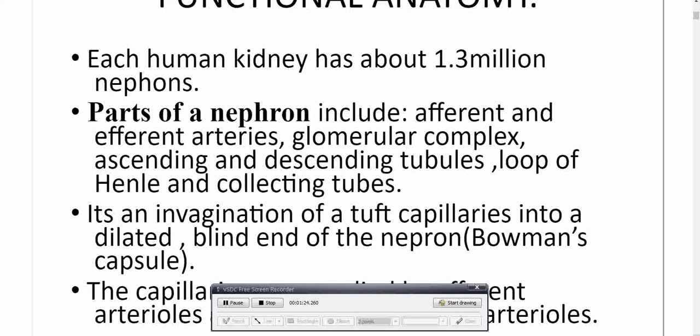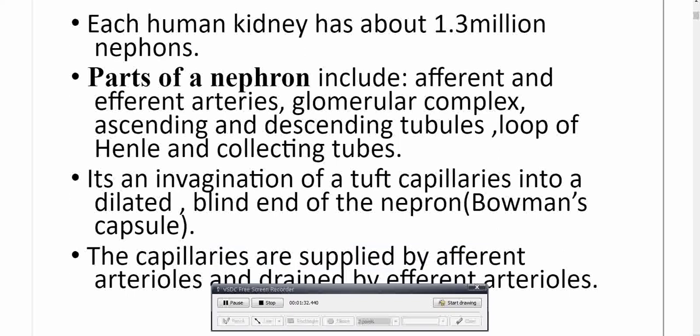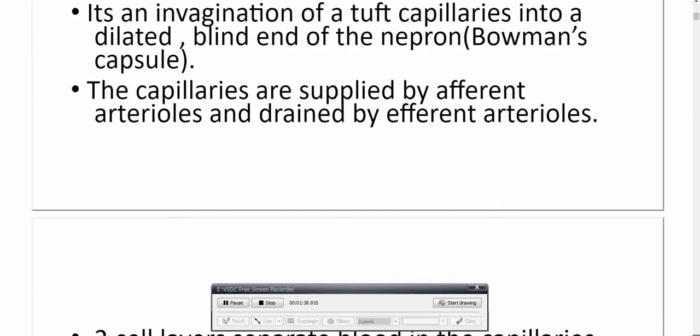parts of the nephron. Discuss nephron, because nephron is what makes up around 1.3 million of the kidney, a human kidney. So on the part of the nephron, you need to know the afferent and efferent arterioles, glomerular complex, ascending and descending tubules, loop of Henle, and collecting duct as well.